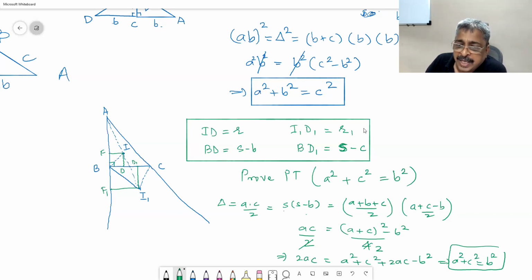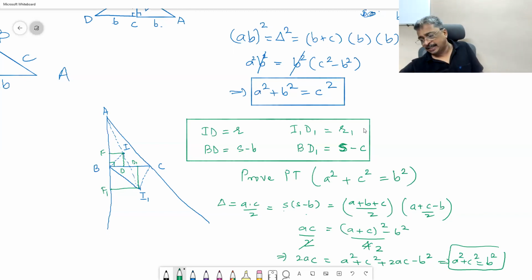Instead of s into s minus b, if you would have written r1 into s minus a, then also you will get it. Instead of r1 you should put s minus c. That will be another proof using inradius and exradius.